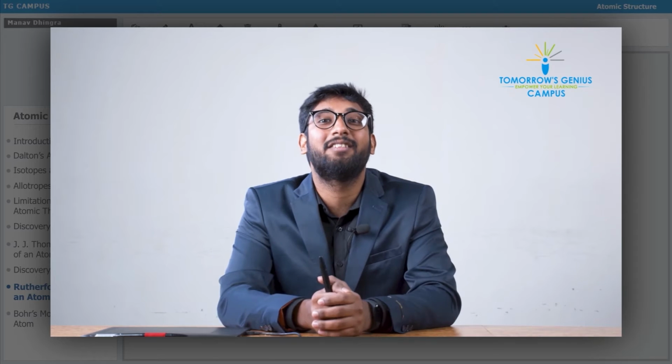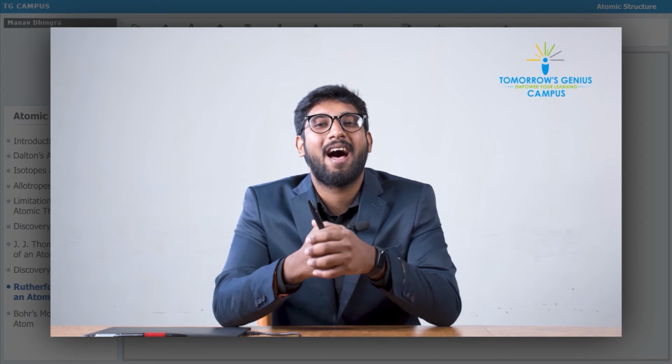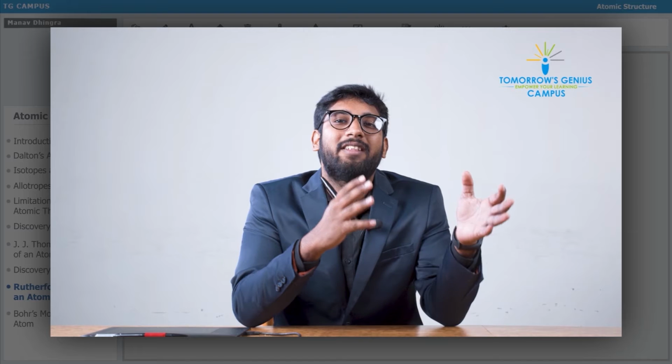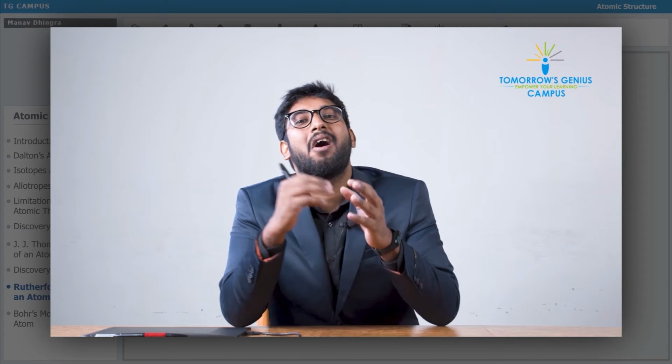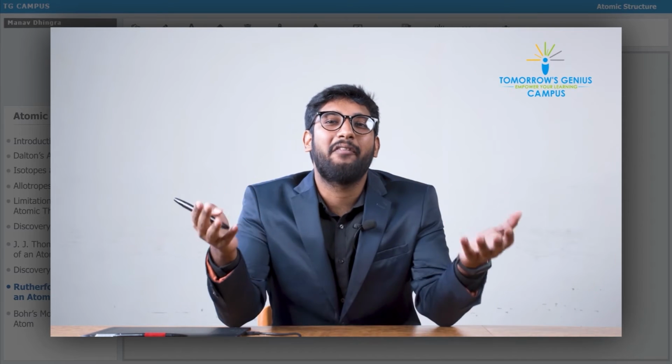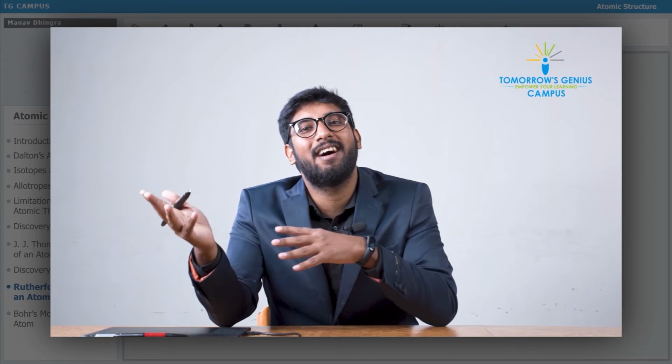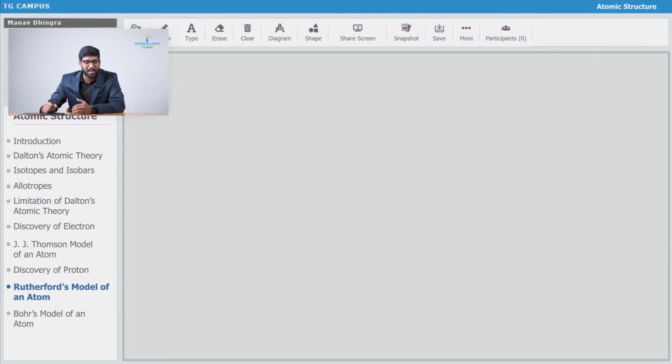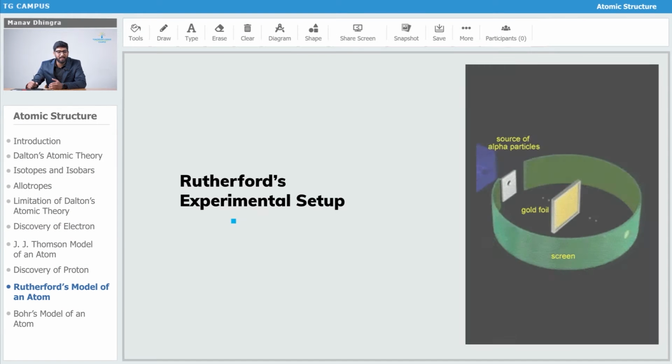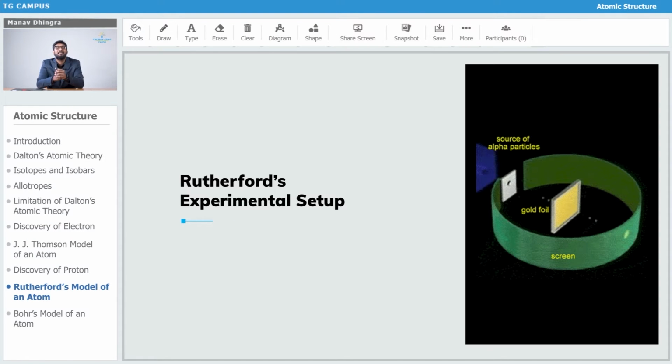Let's start with Rutherford's model of an atom. We'll talk about the experimental setup, observation, and a few conclusions, and finally the limitations of this model. So the very first experimental setup was something like this.